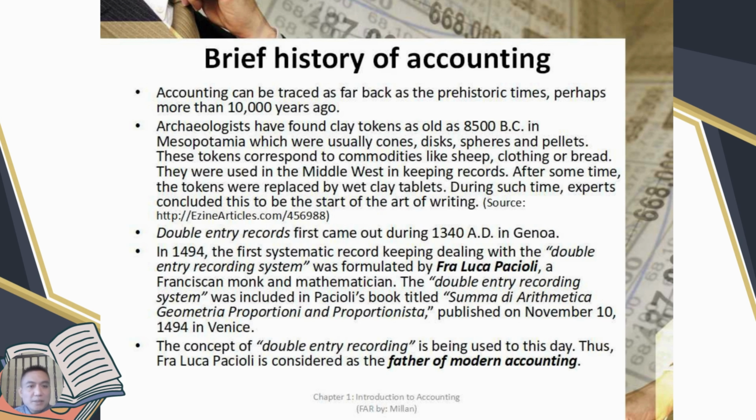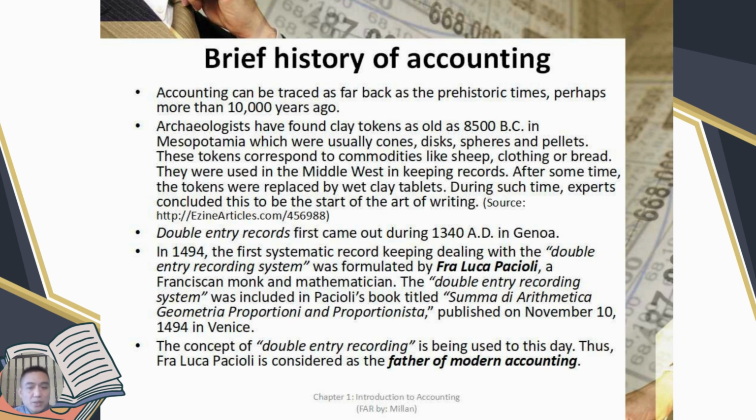Brief history of accounting. Accounting can be traced as far back as prehistoric times, perhaps more than 10,000 years ago. Archaeologists have found clay tokens as old as 8,500 BC in Mesopotamia, which were usually cones, spheres, and pellets. These tokens corresponded to commodities like sheep, clothing, or bread. They were used in the Middle East in keeping records. After some time, the tokens were replaced by wet clay tablets. Experts concluded this to be the start of the art of writing.